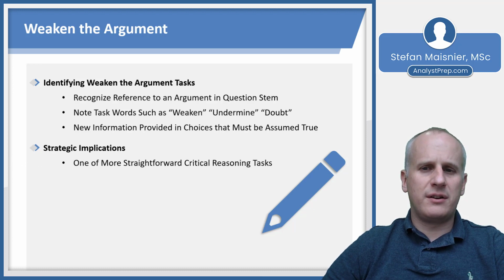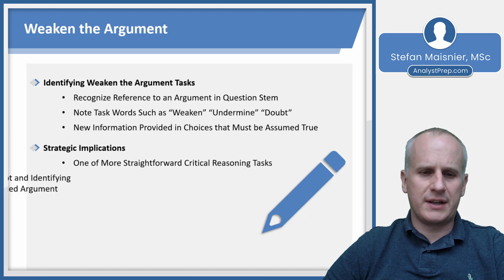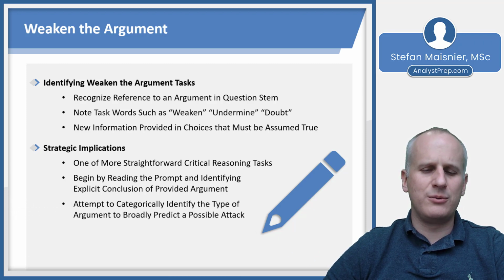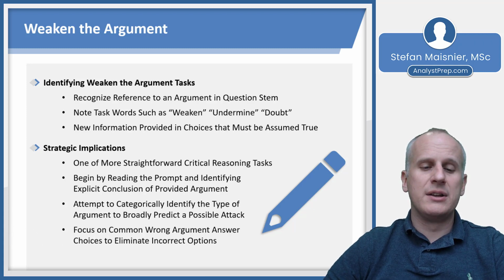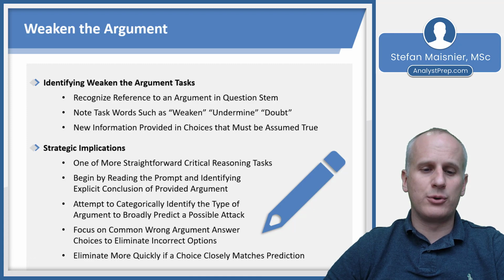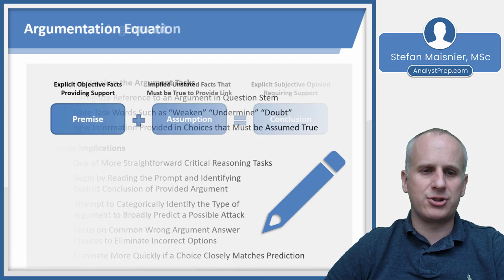Strategically, these are also going to be some of the most straightforward critical reasoning tasks. You'll begin by reading the prompt and identifying the nearly explicit conclusion of the argument that's provided, and then you'll want to categorically identify the type of argument to broadly predict a possible attack. You'll want to focus on your common wrong argument answer choices to eliminate incorrect options as always. And of course, you can eliminate more quickly as soon as a choice matches your proactive prediction.